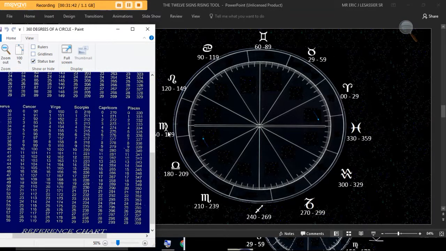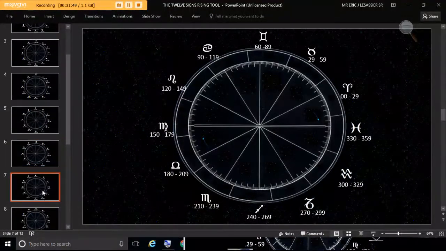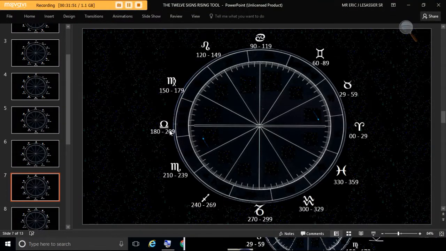Okay, and that's what it means when you do a chart. The rising point is everything. It means everything. Here we get the next sign, the Libra rising, and so forth. Now here's Aries at its opposite pole.